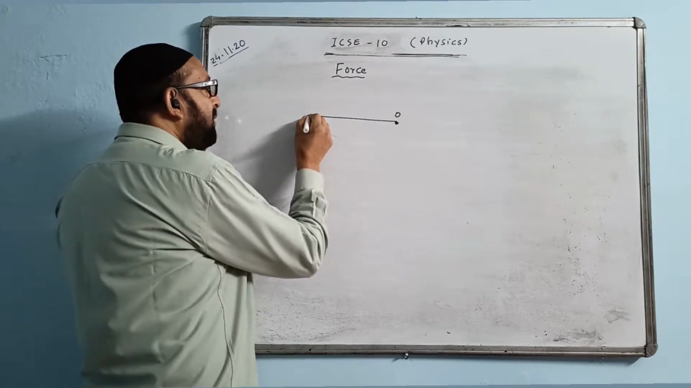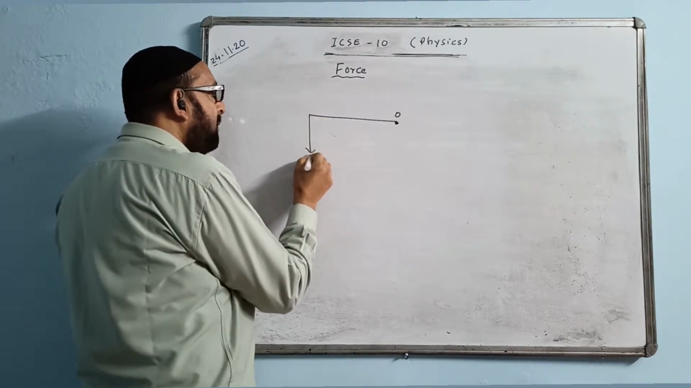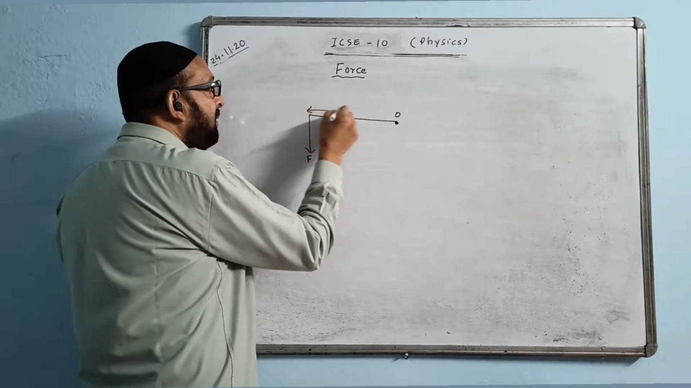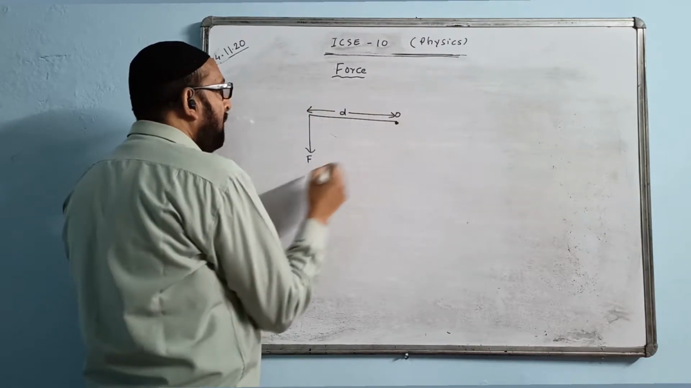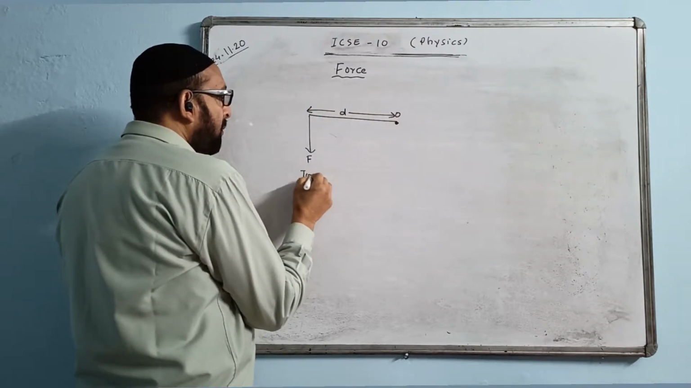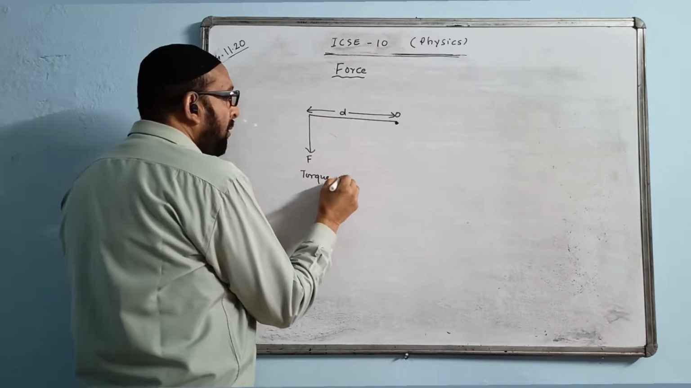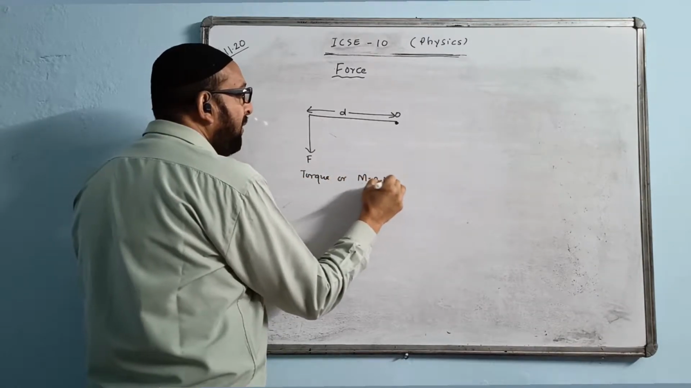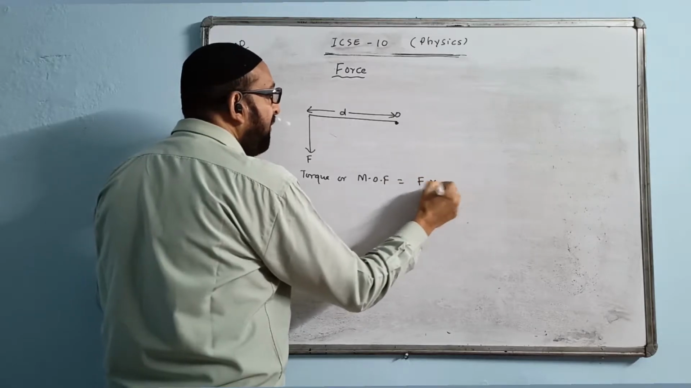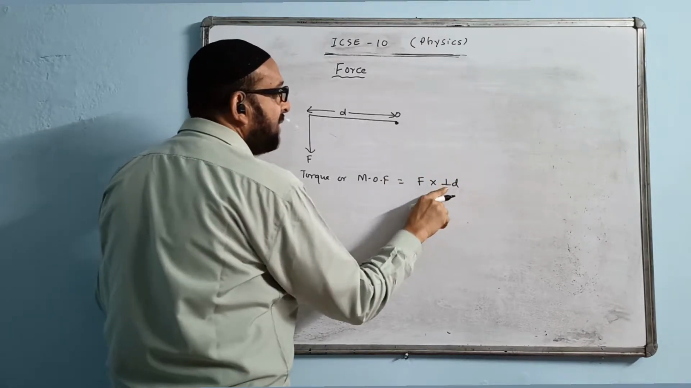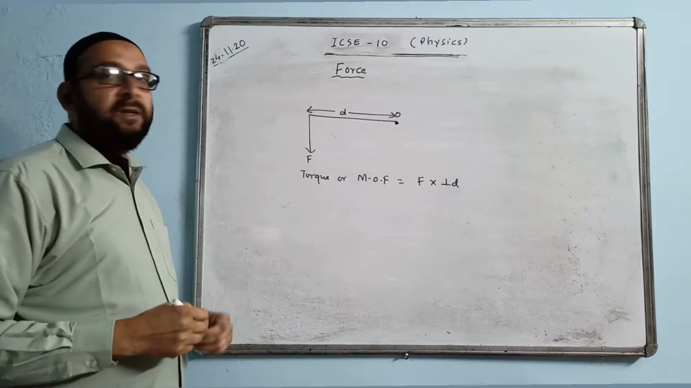We have to give a force like this. Here is the force we are giving. This distance is D. Then torque, or moment of force (MOF), is equal to F into perpendicular distance. This is the sign of perpendicular, the perpendicular distance.